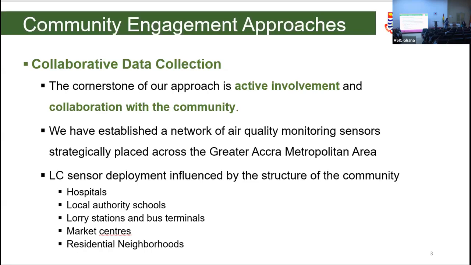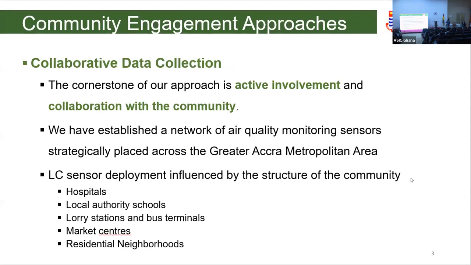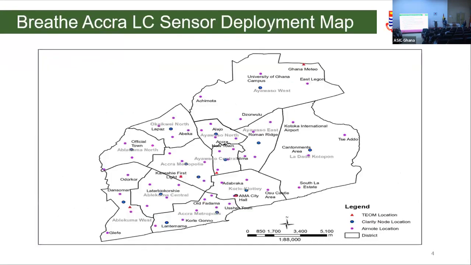But then the deployment of these local sensors is mainly influenced by the structure of the community. We know that every community has at least a hospital, what we call the local authority schools, a marketplace, residential neighborhoods. So we look at this and then it influences the local sensor deployment. Next, please. Yeah, so this is our deployment map.